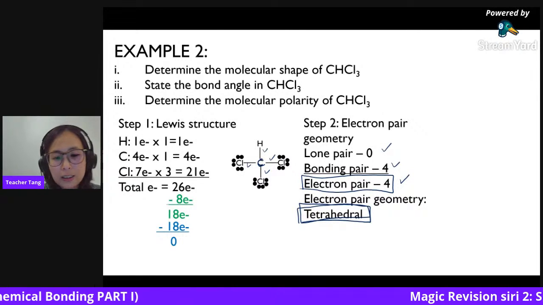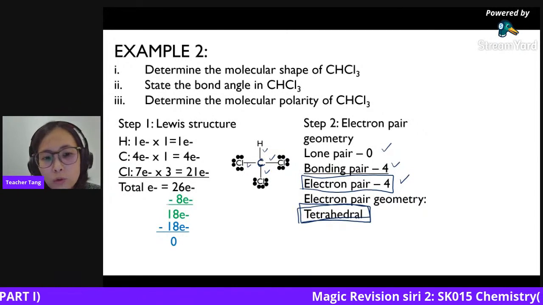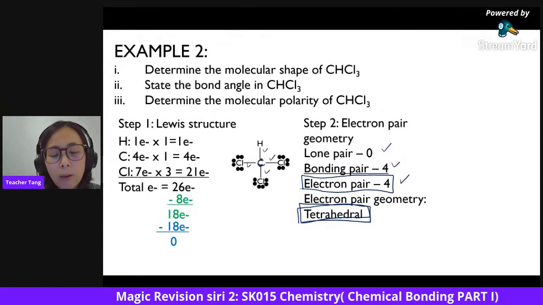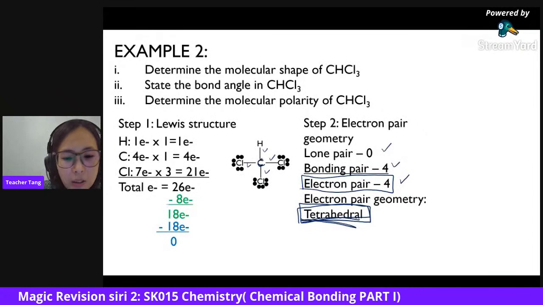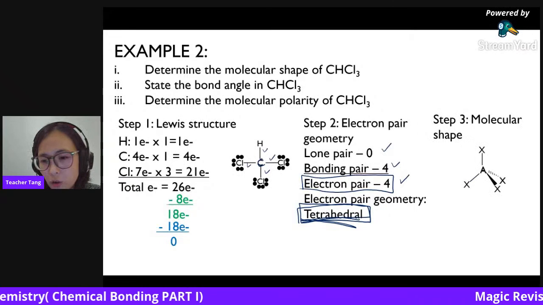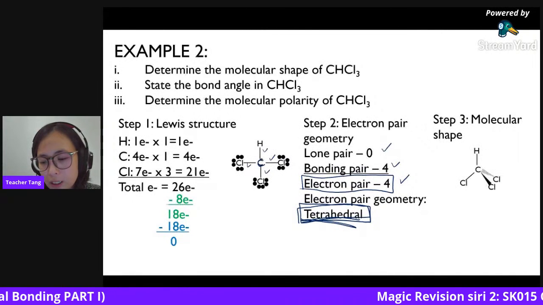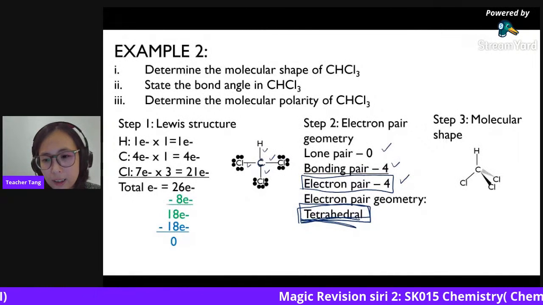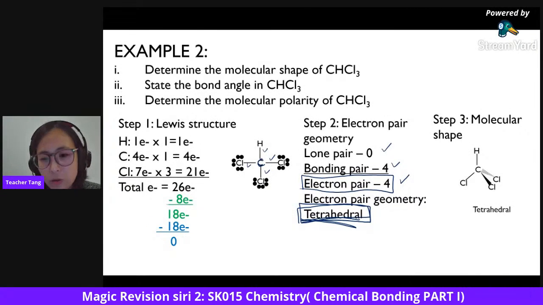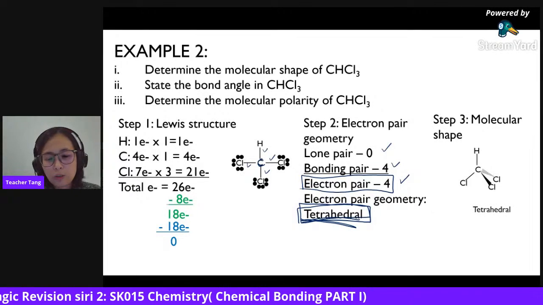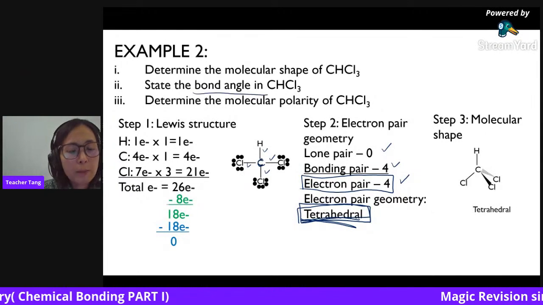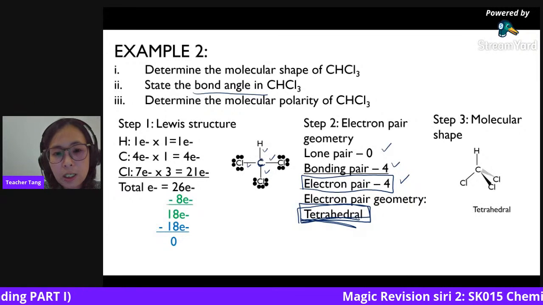Tetrahedral. So in step number 3, when we want to draw the molecular shape for CHCl3, we must draw based on the tetrahedral backbone. Okay, so put CHCl3 in, so we get something like this. So this molecular shape is also tetrahedral. And then step number 4, we want to determine the bond angle in CHCl3.